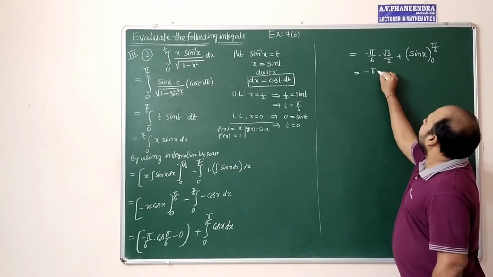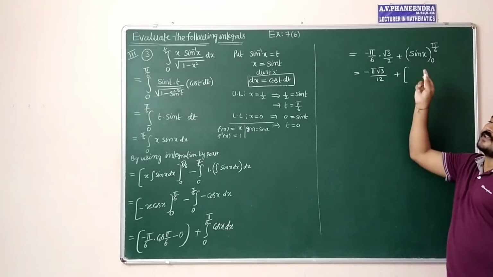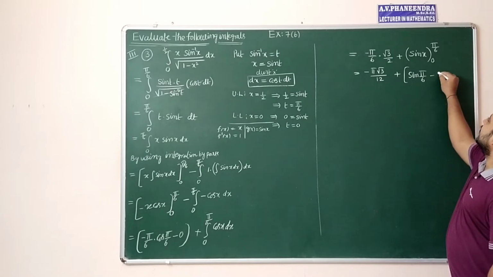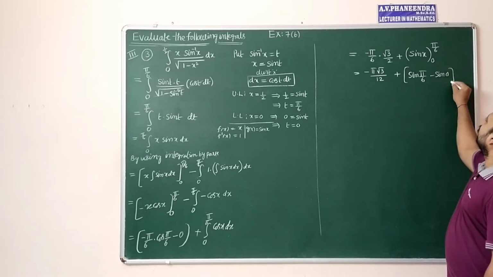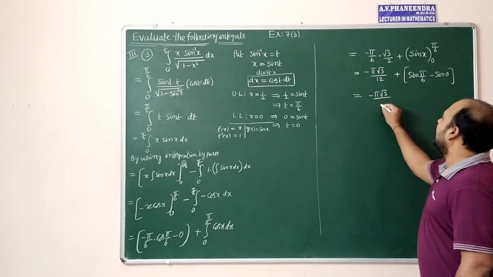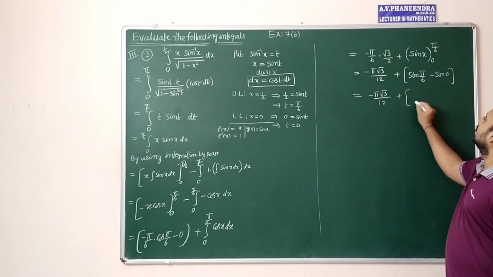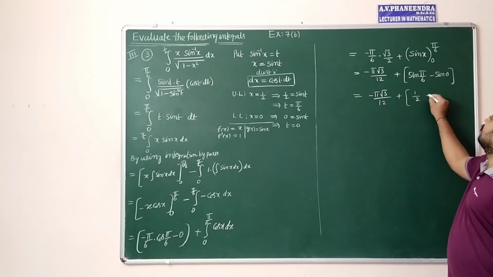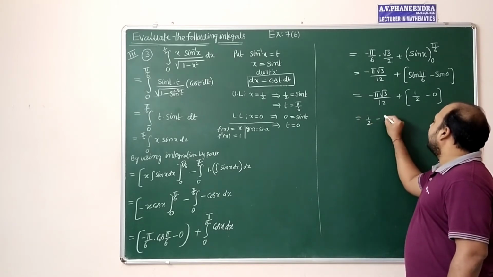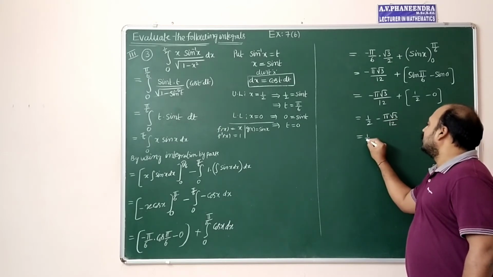Minus pi root 3 divided by 12 plus, in place of x, upper limit sin pi by 6 minus sin 0, which is equal to minus pi root 3 divided by 12 plus sin pi by 6, sin 30, 1 by 2, minus sin 0 is 0. First you write the positive value, 1 by 2 minus pi root 3 divided by 12. Take common 1 by 2 from both terms.